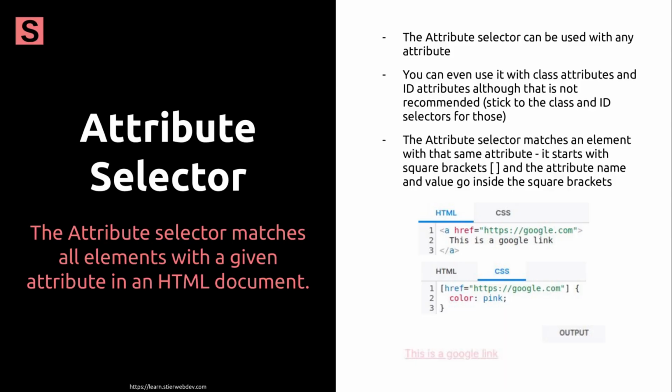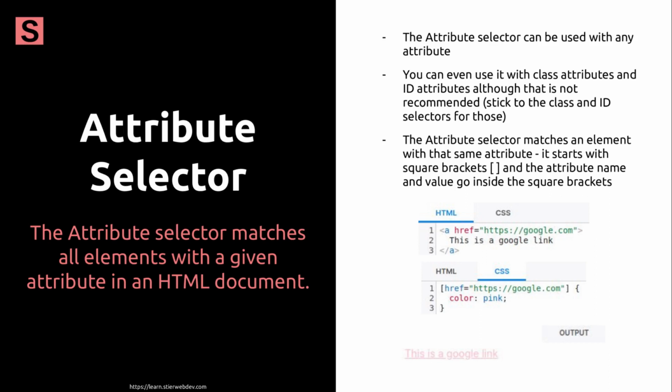Our final selector is the attribute selector. The attribute selector allows you to match and style based on any attribute. For example, we could change the color of all anchor elements to pink if they have an href attribute that links to google.com. The attribute selector is always a pair of square brackets with the attribute name and value inside of them that you want to match.